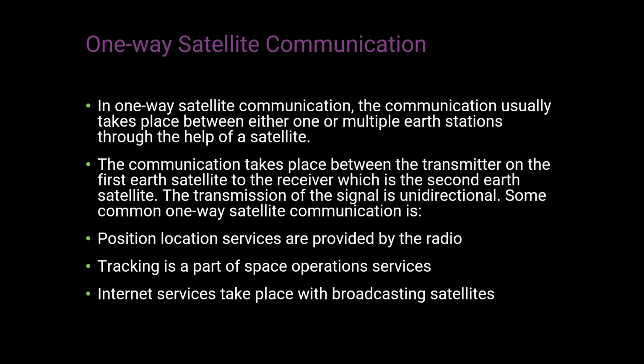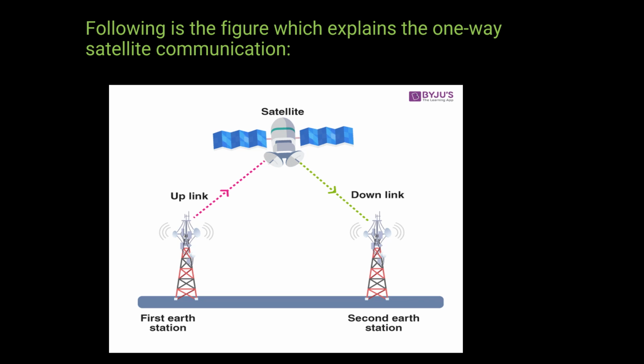Some common one-way satellite communications: position location services are provided by radio, tracking is part of the space operation services, and internet services take place with broadcasting satellites. Following is the picture which explains one-way satellite communication. In this picture, we can see the satellite uplink, downlink, and the first Earth station to the second Earth station.